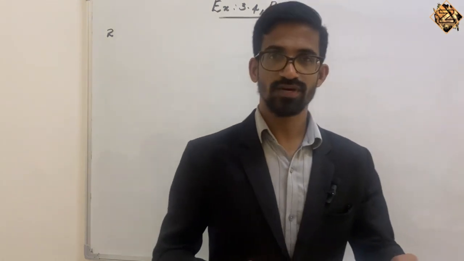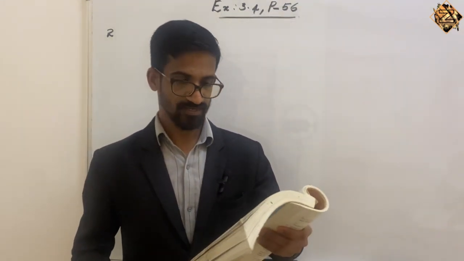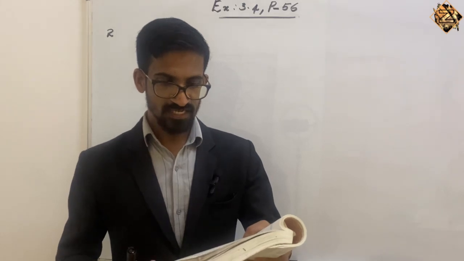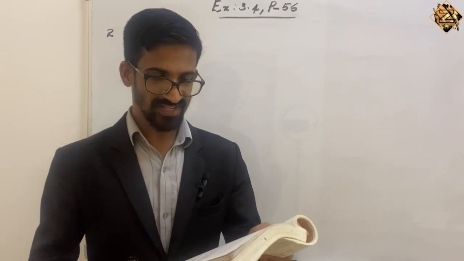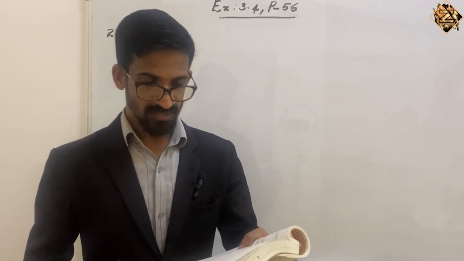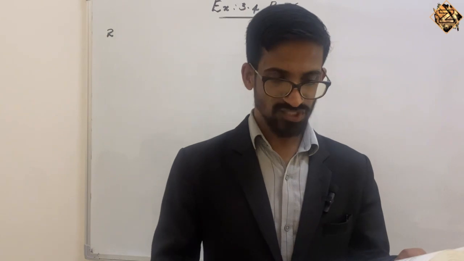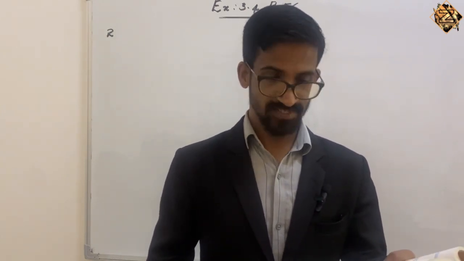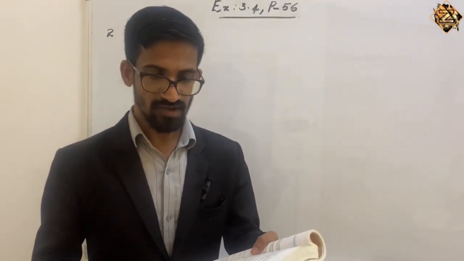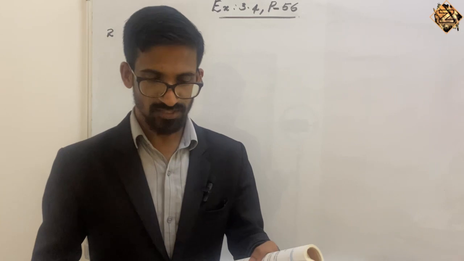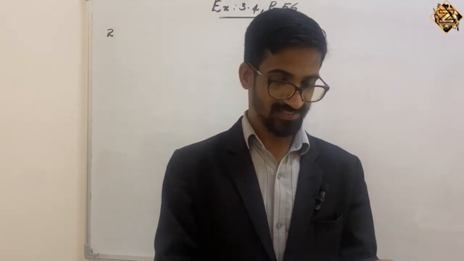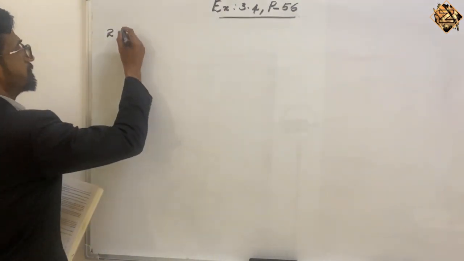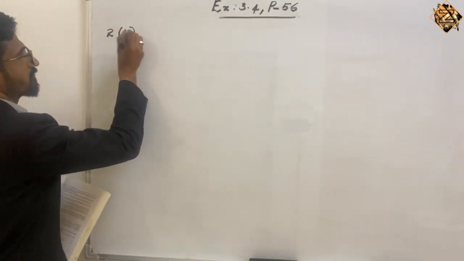Hi students, now let's look at question number 5 of page number 57. A lending library has a fixed charge for the first 3 days and an additional charge for each day thereafter. Sarida paid rupees 27 for a book kept for 7 days, while Susie paid rupees 21 for the book she kept for 5 days. Find the fixed charge and the charge for each extra day. Okay, so question number 5.